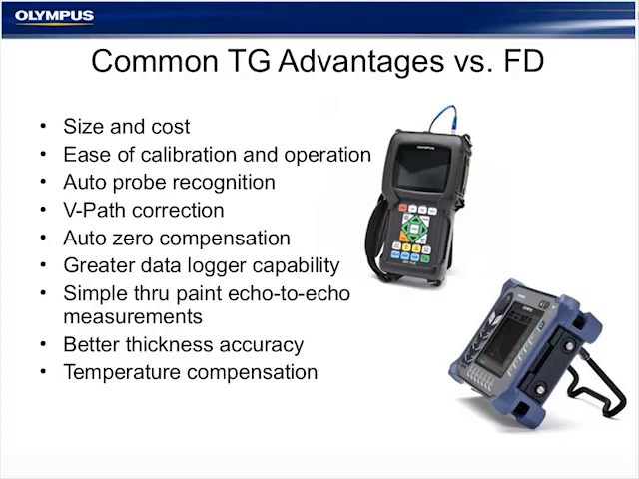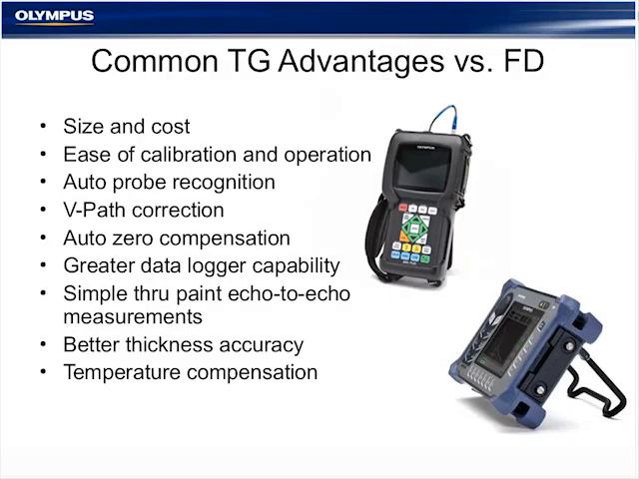Corrosion instruments usually have greater data logger capacity in terms of file types and also number of thickness points that can be collected. And often a dedicated corrosion gauge will include a simple through paint or through coat measurement algorithm. So it usually requires a specific transducer, and it allows through paint measurements of a steel layer or a substrate.